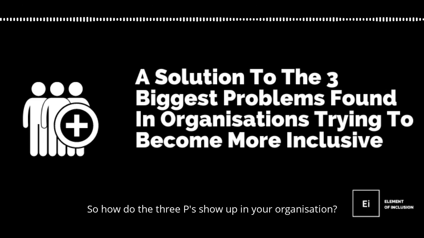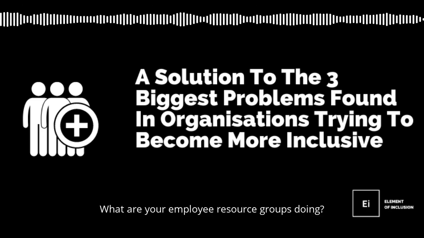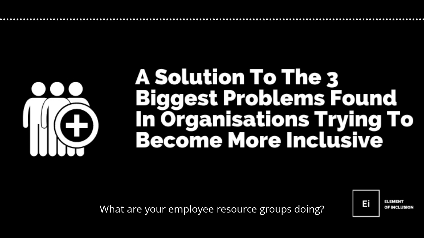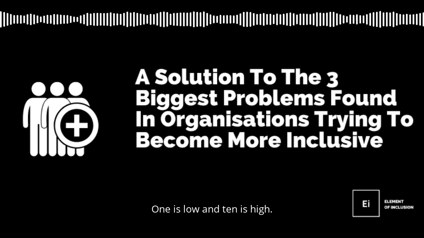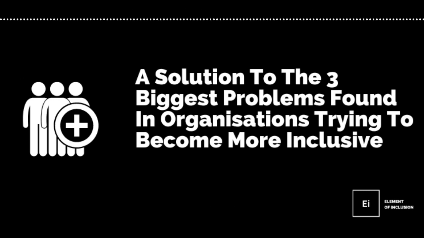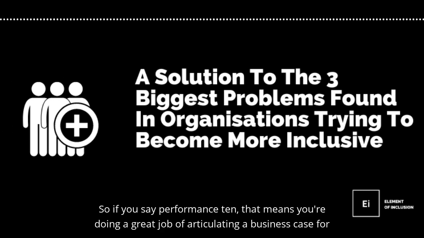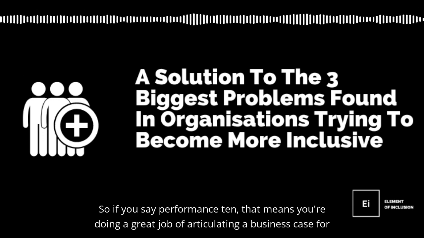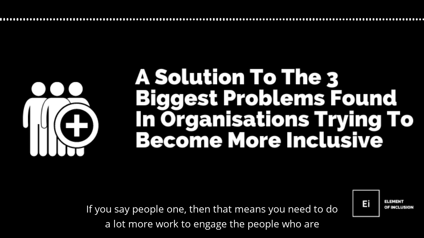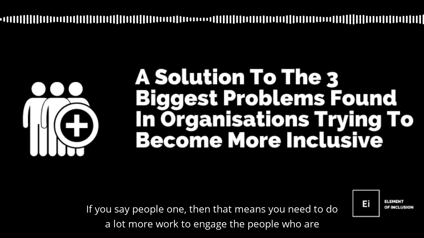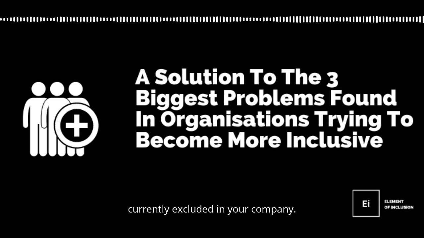So how do the 3 Ps show up in your organization? What are your employee resource groups doing? Do yourself a favor and make a comment below. Rate yourself from 1 to 10. 1 is low and 10 is high. So if you say performance 10, that means you're doing a great job of articulating a business case for diversity in your organization. If you say people 1, then that means you need to do a lot more work to engage the people who are currently excluded in your company.